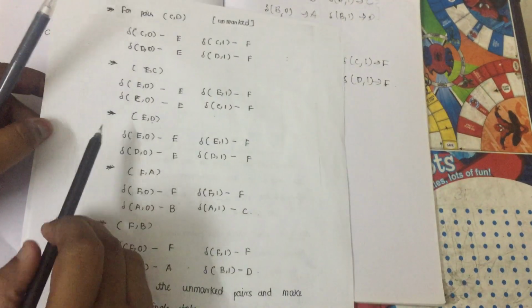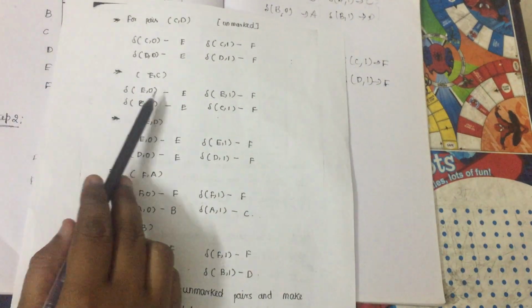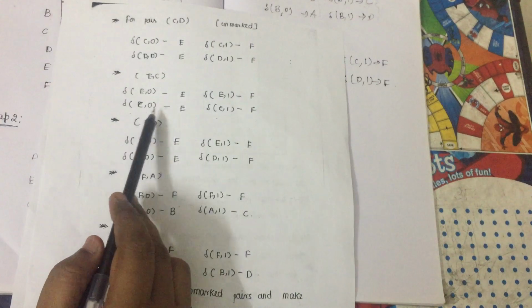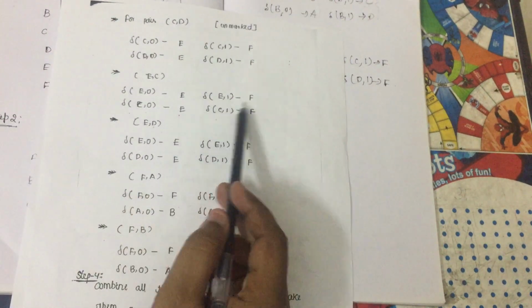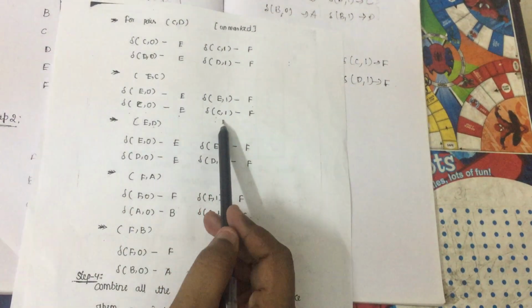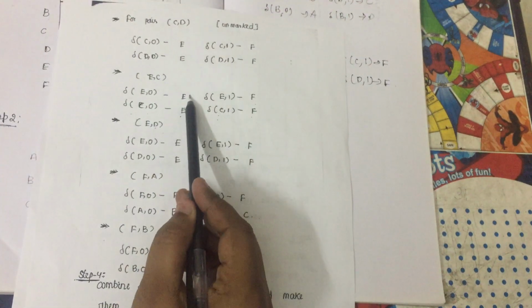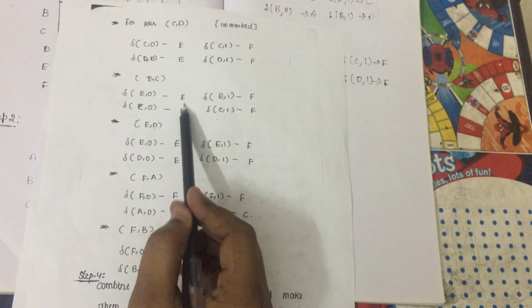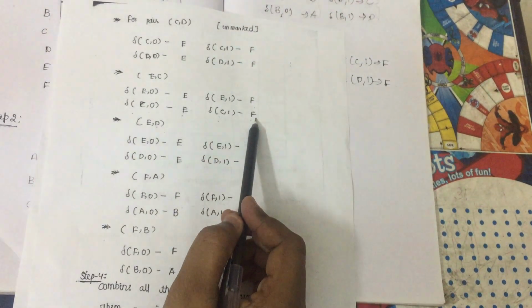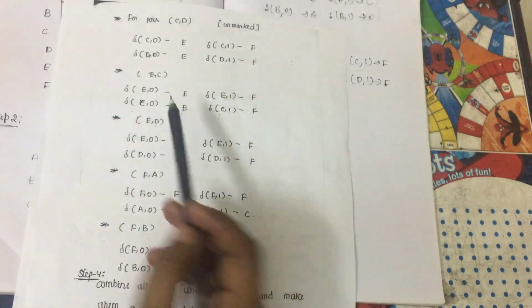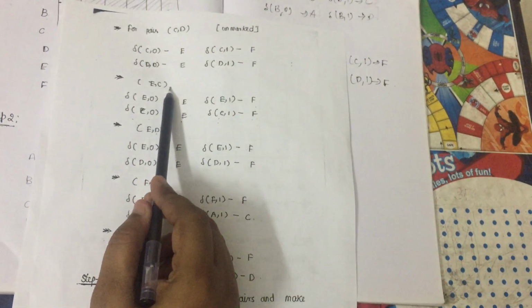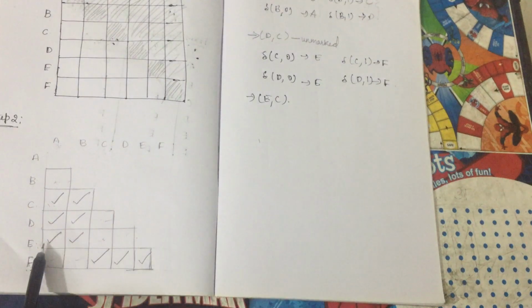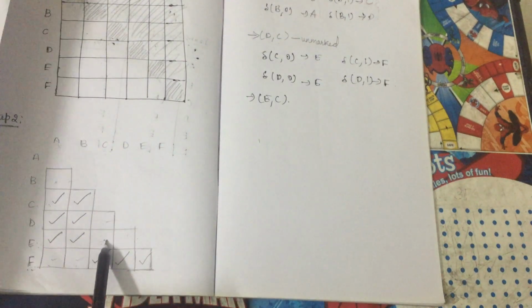Coming to the pair E and C, delta of E comma 0 is E, delta of C comma 0 is E, delta of E comma 1 is F, delta of C comma 1 is F. If we observe the outputs, we don't have the cells E comma E and F comma F. So there is nothing to be marked. So EC will also remain unmarked.